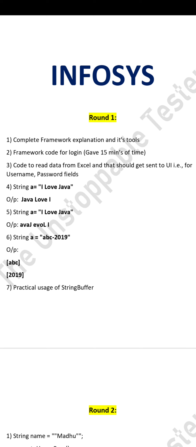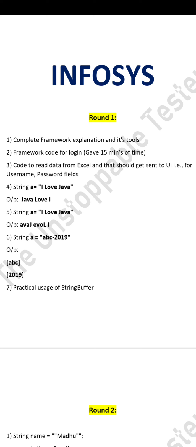These are the round 1 and round 2 interview questions recently asked in the Infosys QA automation interview. The first round is completely based on framework level and coding, and the second round is also part of coding and theoretical interview questions. Okay, so let me read out one by one. The first question goes like: complete the framework explanation and its tools.